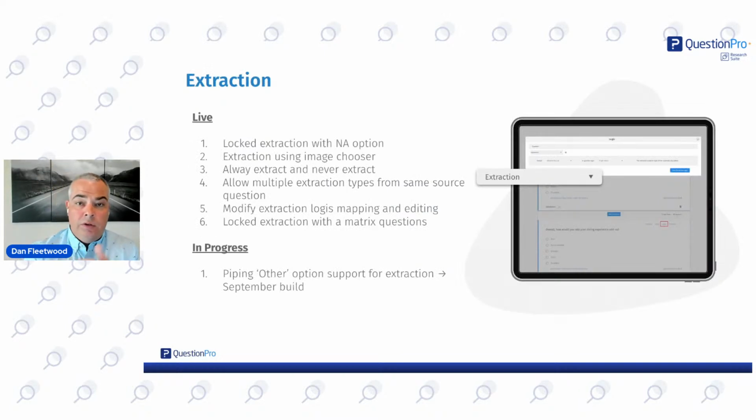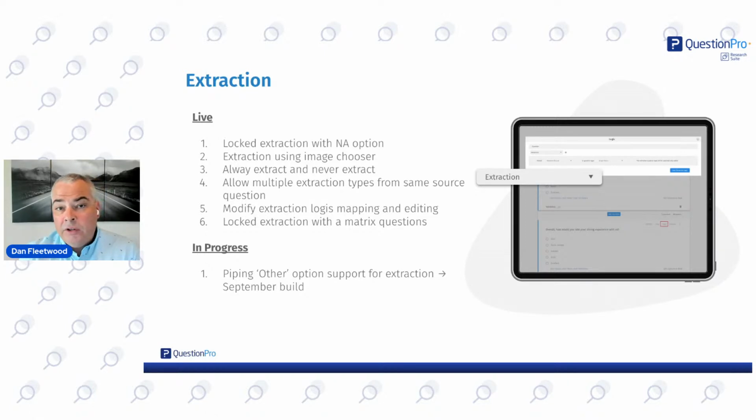Extraction. So if you use our extraction logic, you know that it's currently fairly robust. We've made it even more robust and added in some of those features and functionalities that clients said, hey, we need this, and we listened and we got these things added in. So things like locked extraction with an NA option, extraction using an image chooser. So now if you're using an image chooser question type, you can extract those images into a follow-up question automatically. So that's something that is available there.